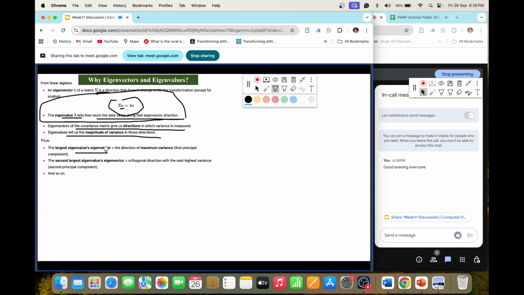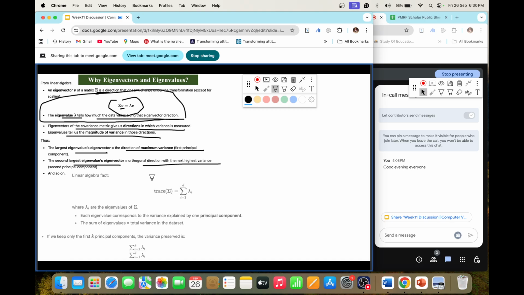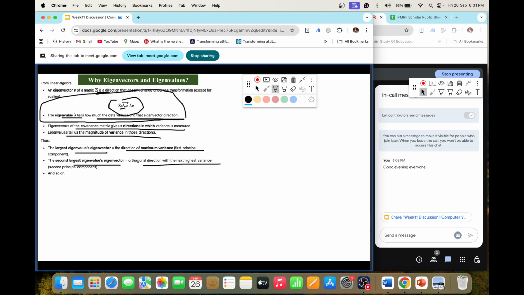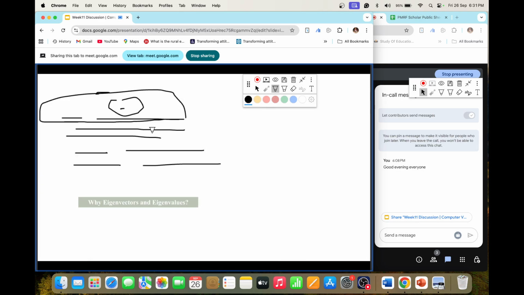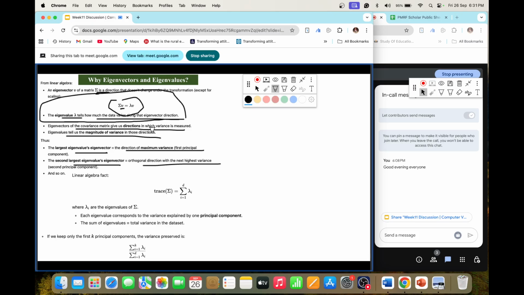The eigenvector with the largest eigenvalue is the direction of maximum variance, the first principal component. The second largest eigenvalue gives the orthogonal direction with the next highest variance, the second principal component. And second, each eigenvector that you calculate is orthogonal to each other, which means the axes are as uncorrelated with each other as possible, so that is fulfilled. That is another reason why we choose eigenvectors and eigenvalues for principal component analysis.